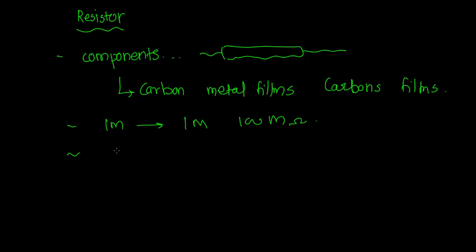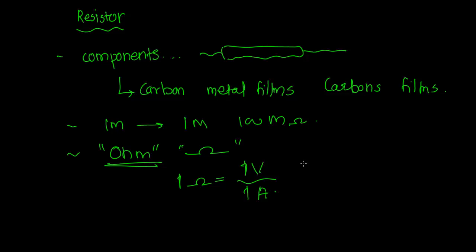The unit for resistance is the ohm, which is something I guess you should know. Ohm is denoted by this symbol. And 1 ohm of resistance is when 1 volt is applied across a conductor, which creates a current of 1 amp. This equation is R equals V upon I.